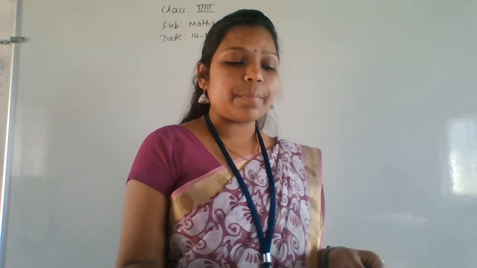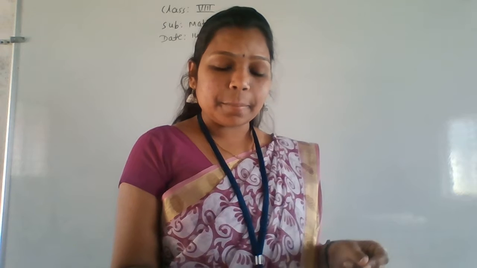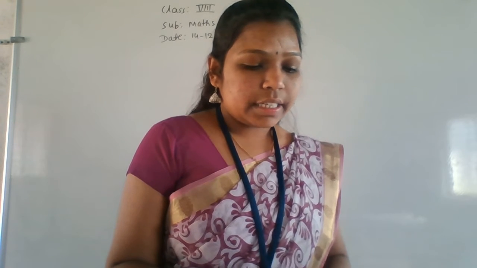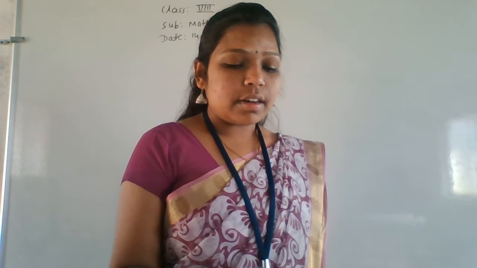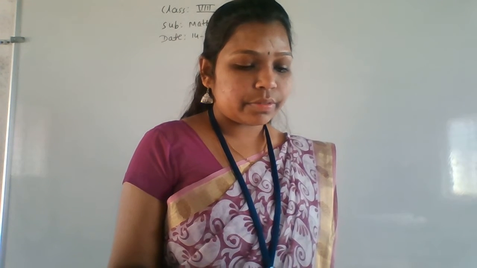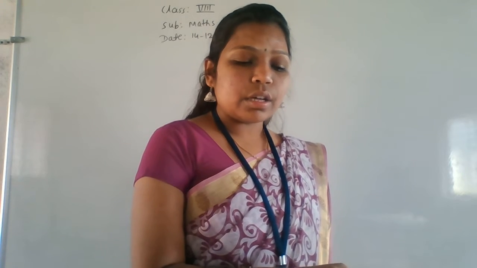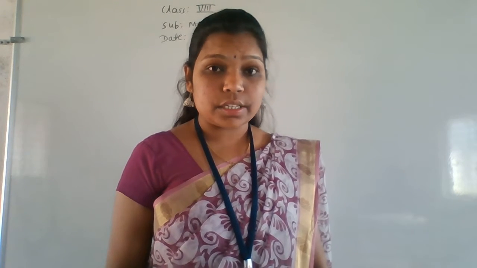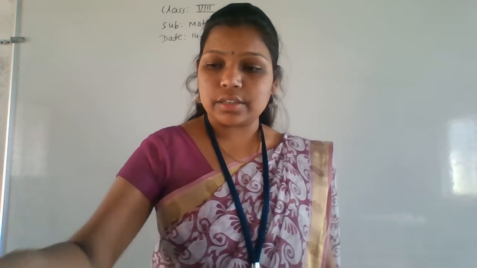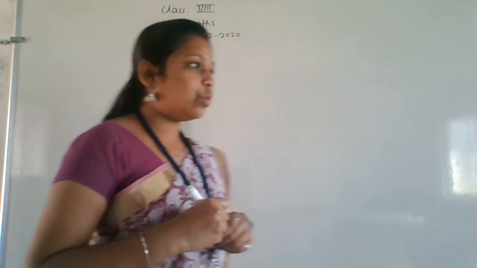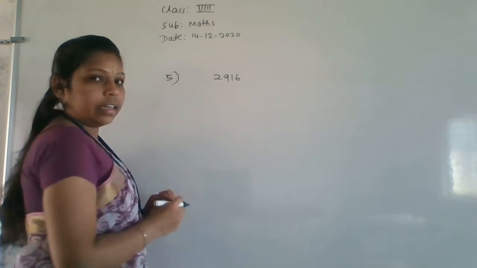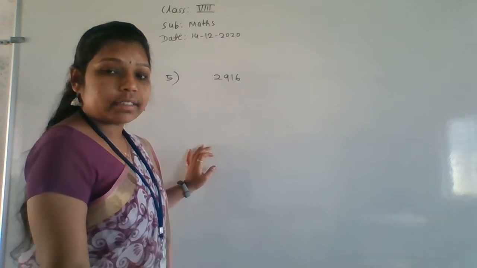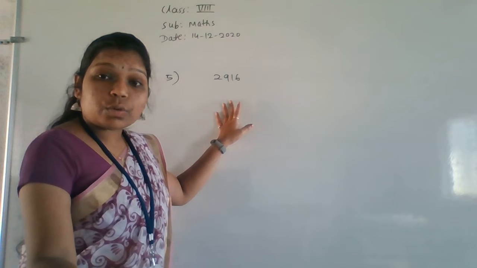They asked here. Okay, what you have to find is: each member contributed as many rupees as there were members. How many members were there? So you have to find the square root of that number, 2,916. Then you will get the answer. Okay, so for the fifth one, 2,916 is there, which means now you have to find the square root of this value.